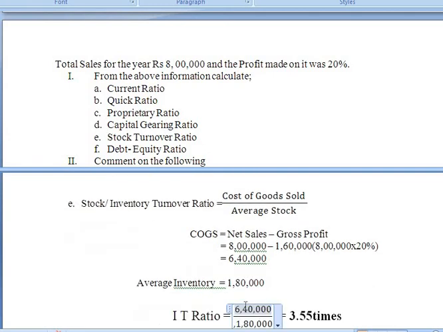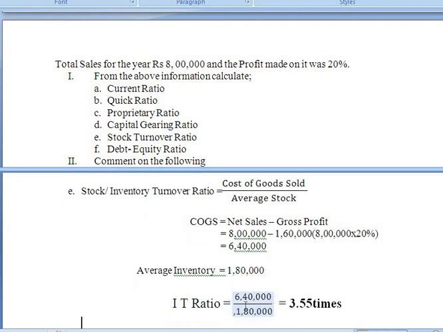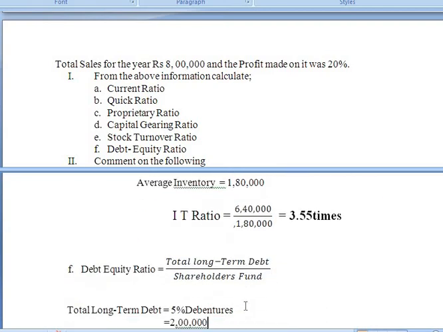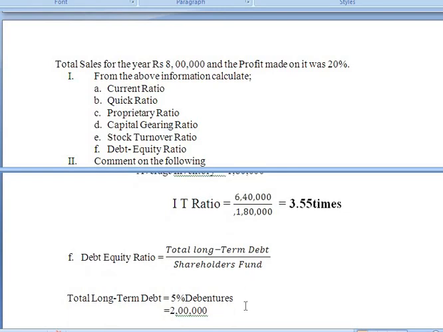Next one, stock or inventory turnover ratio. Formula is cost of goods sold divided by average stock. Cost of goods sold, we have to find out; we are given net sales and the gross profit. Net sales is 8 lakh, whereas gross profit is 20% of net sales, which is 1,60,000. So 8 lakh minus 1,60,000, balance is 6,40,000. Average inventory is 1,80,000. Therefore, inventory turnover ratio is 6,40,000 divided by 1,80,000, which is equal to 3.55 times.